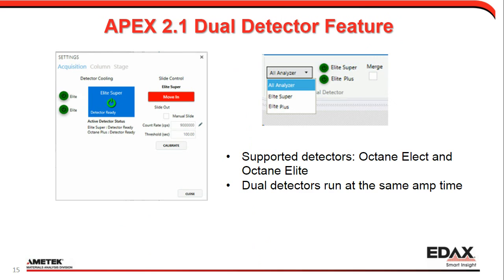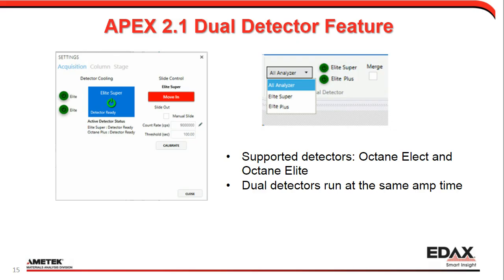Moving on to software features. The dual detector feature is available in the Apex 2.1 version. For those of you who don't know, Apex 2.1 is EDAX's latest version of software for integrated EDS and EBSD applications. This user-friendly 64-bit software ensures high quality, accurate results, and increased productivity with its easy-to-use interface, live graphic display, and simultaneous data collection and review capability.